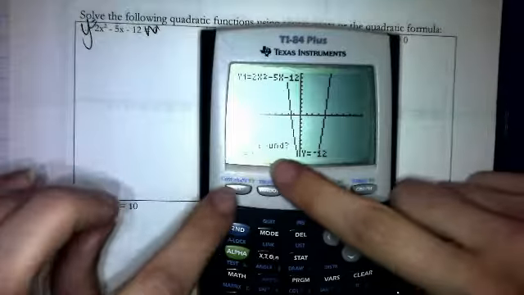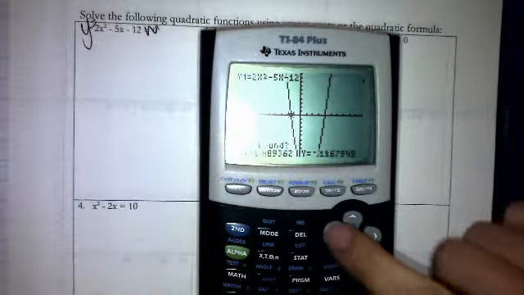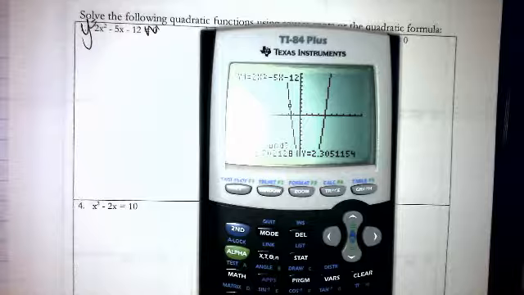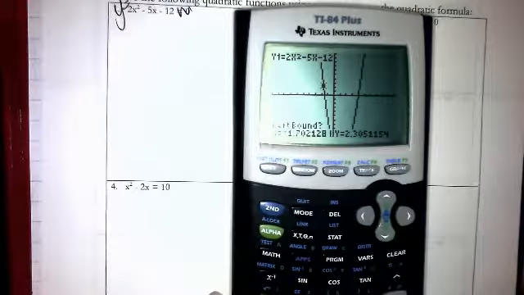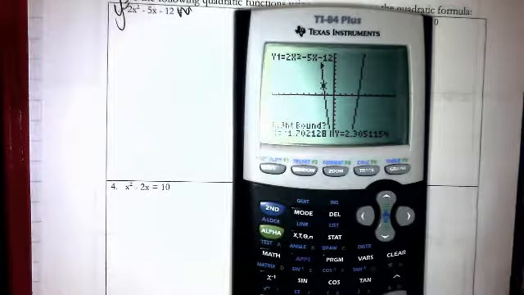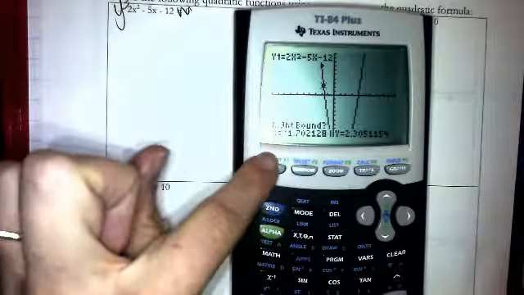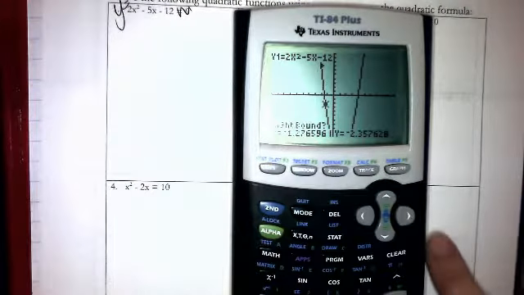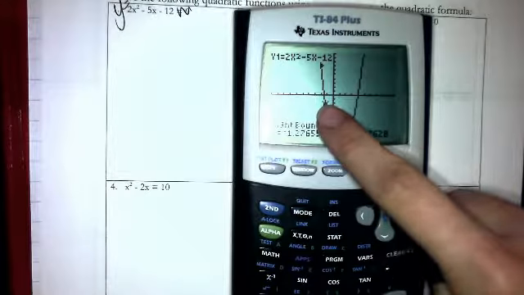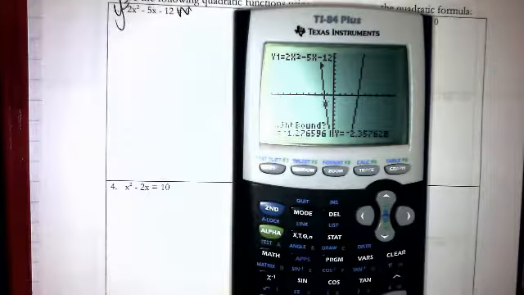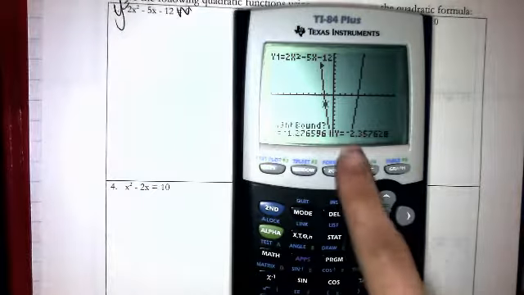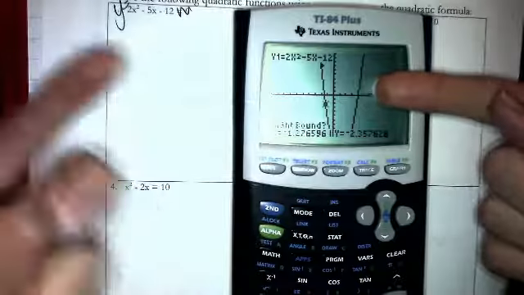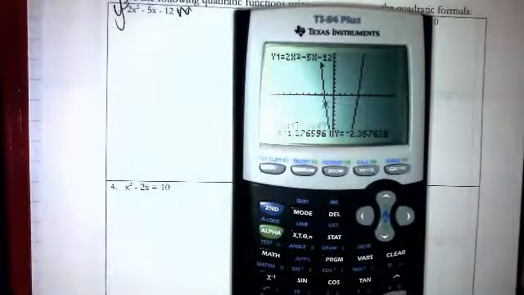So when it says left bound, I need to scroll my little dot somewhere above the x-axis and hit enter. Now it says right bound. So I need to scroll using my right arrow key somewhere below the x-axis. I know I'm below the x-axis because my y is negative. I can see it, but sometimes it's really close. So I'm going to hit enter.